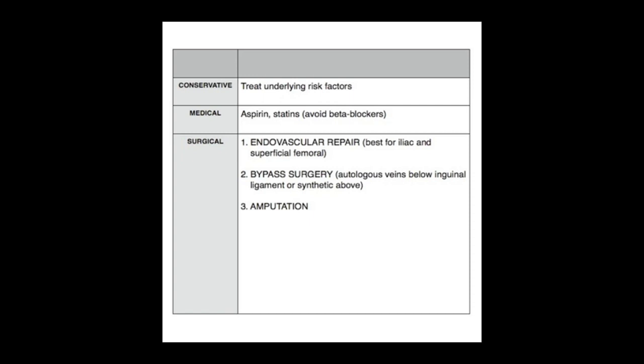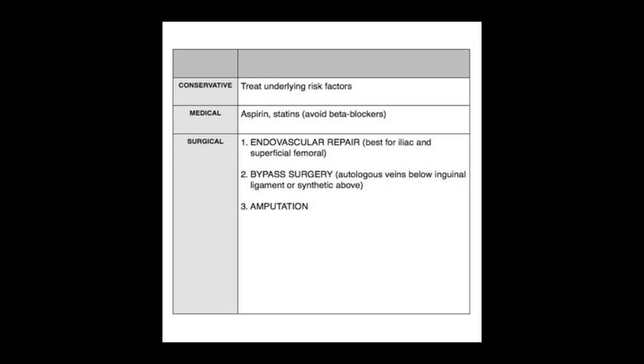In terms of medical therapy, the patient can be put on aspirin to help prevent an ischemic event, as well as being put on a statin to control blood cholesterol. Beta blockers should be avoided in patients with peripheral artery disease if possible, as they can cause vasoconstriction, which can further increase the level of ischemia to affected tissues.